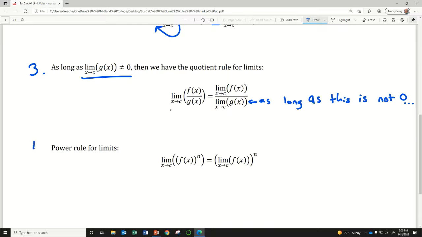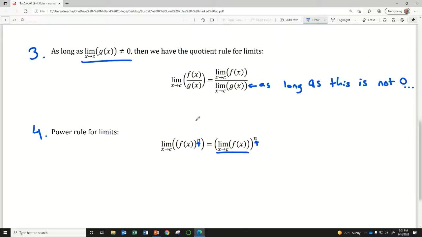And lastly, we have this power rule for limits, where if I'm raising anything to some power, so I'm using n to represent some function squared or some function cubed or some function to the fourth power, what I can do is actually just take the limit of that function first and then raise it to the nth power.